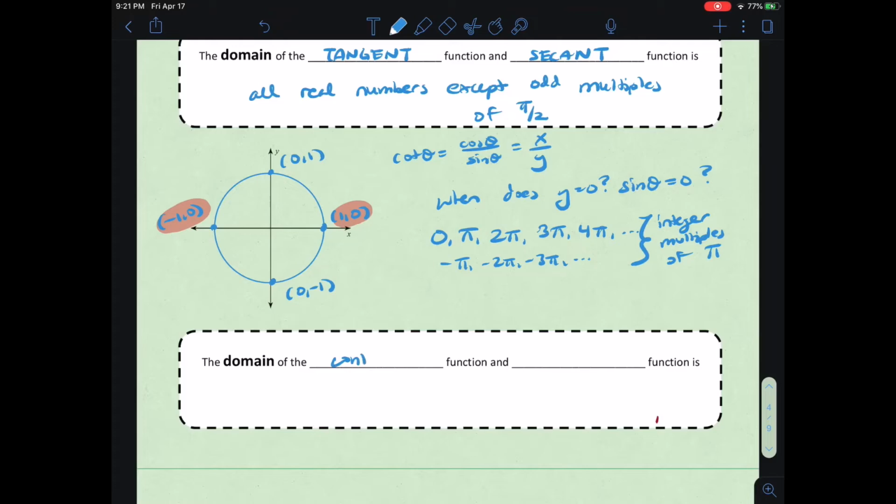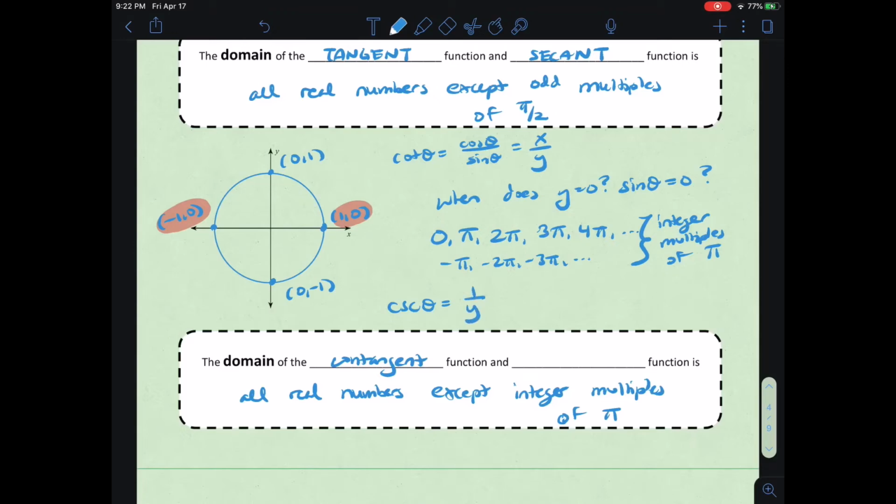So the domain of the cotangent function will be all real numbers except integer multiples of pi. And the nice thing is, because I know the domain of cotangent of theta, I can use that to find the domain of cosecant of theta, because cosecant of theta, if you remember, is a reciprocal of sine of theta, which is just 1 over y. So I know that they're going to have the same domains.